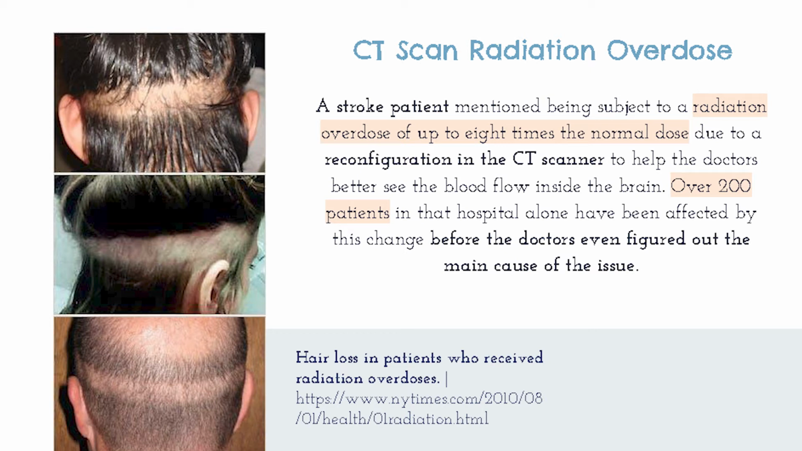For example, a stroke patient mentioned being subject to a radiation overdose of up to 8 times the normal dose due to a reconfiguration in the CT scanner to help the doctors better see the blood flow inside the brain. Over 200 patients in that hospital alone have been affected by this change before the doctors even figured out the main cause of the issue. When investigated further, it was realized that this was done to many throughout the country.